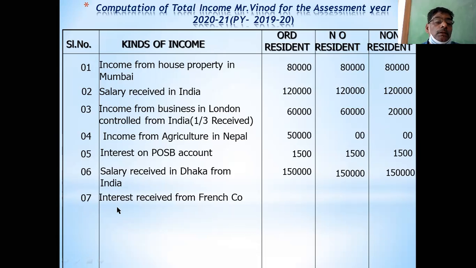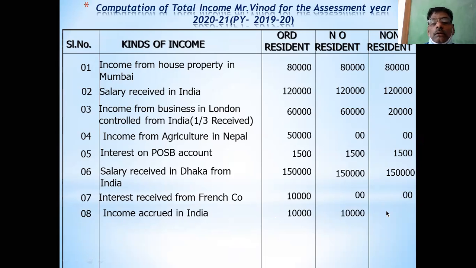Then 7th point is interest received from French company. Interest received from French company means earning from French company, received outside India. Therefore, it comes to the first column only. Next is income accrued in India. Income accrued in India means earned in India, taxable to all.